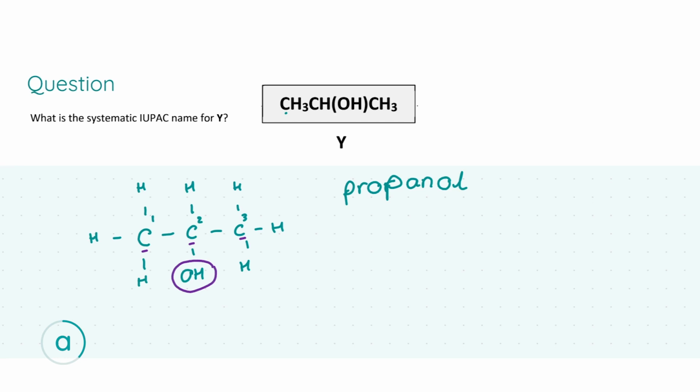So our answer is 2-propanol. Another way of writing this, which will get you the exact same marks, is propan-2-ol. So whichever one of those you usually go with, that will give you 3 marks for naming it propanol, 2-propanol. So now let's move on to question A part 2.